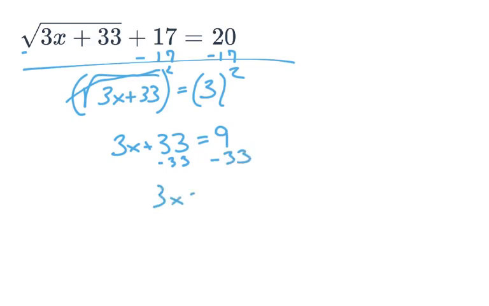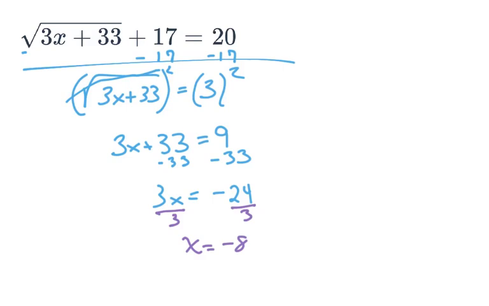So I get 3x equals negative... I think it's 27, but I don't want to say it wrong. Let's see, 9 minus 33 is negative 24. Then I divide both sides by 3. So x equals negative 8. Sorry, I had a moment there. I couldn't remember what that division was.